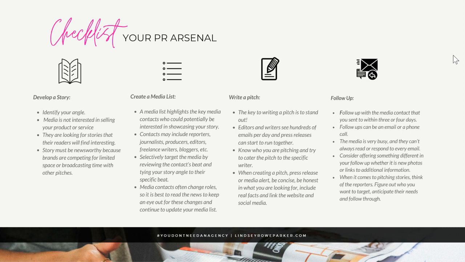So the next piece is to create a media list. That is a list of contacts that you have researched. You know what beat they're on. You know that they are going to actually care about what they're receiving from you. They might not cover it, but at least it fits within their framework of what they actually cover. One of the best ways to look like a novice is to pitch things that aren't relevant to the journalist. And yes, it takes more time.